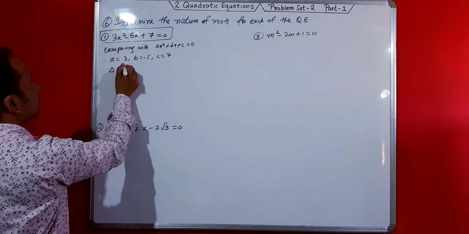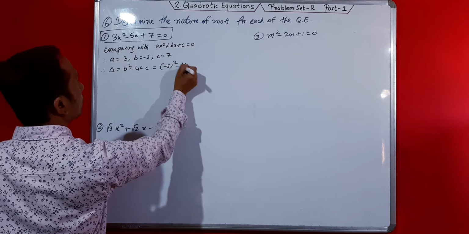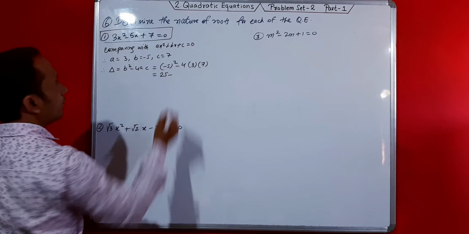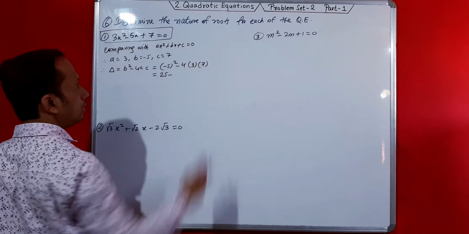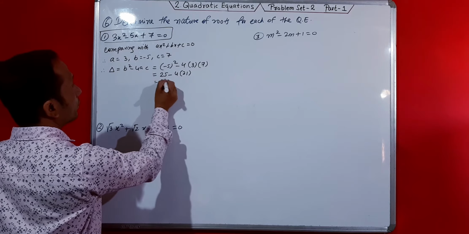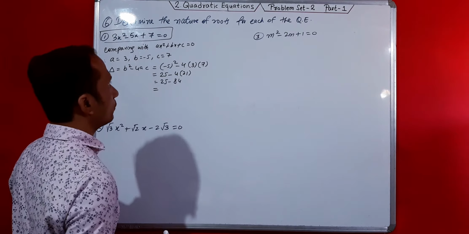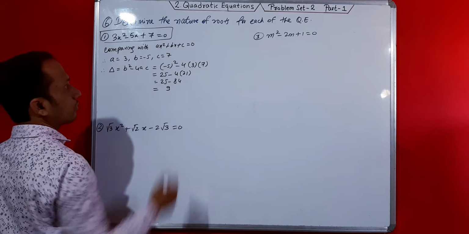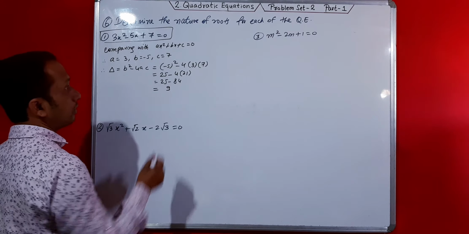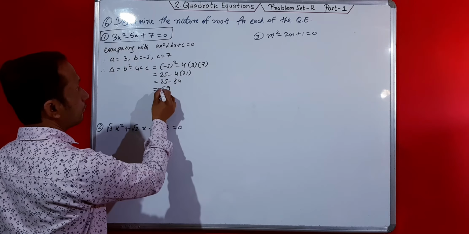Therefore delta is equal to b square minus 4ac. So b is minus 5 square, minus 4 into a is 3, and c is 7. So this is 25. Three 7s are 21, so 4 into 21 is 84. So 25 minus 84. Just subtract: 14 minus 5 is 9, carry 1 here, and 5 minus 5 is 0. So it's minus 59.